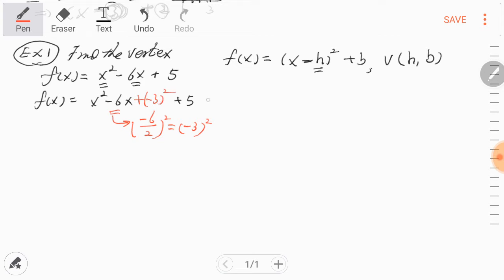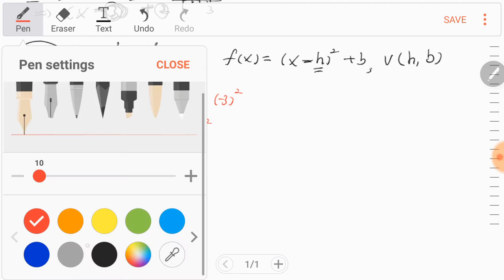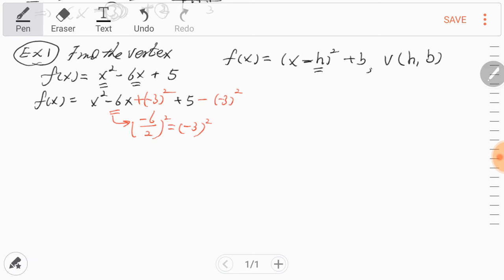Same side. So we have to do what? Plus or minus, right? So add the same number and subtract the same number. Okay, this is important. One is plus, one is minus, because we are adding one number, so that we have to subtract a number. So it doesn't affect the original expression.